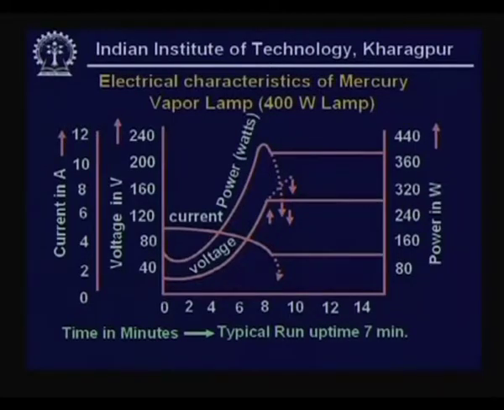Now, these are the voltage current relationships, the three curves. You can see the current stabilizes around 5 amperes. This run up time is what we mean by the time from when you switch on to the time when the arc is established. Unless the arc current develops, there is no radiation. That period is the dark period.